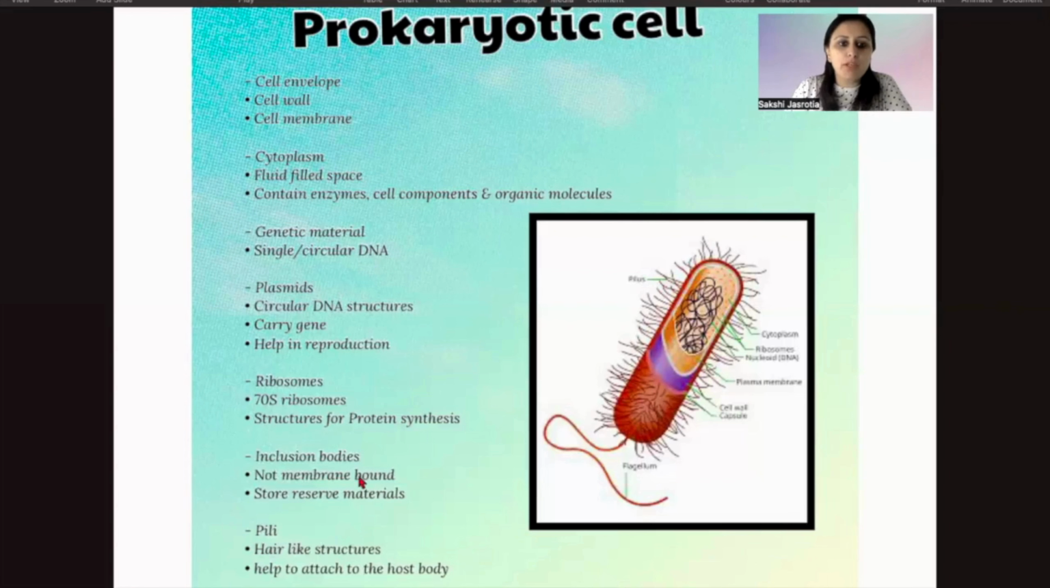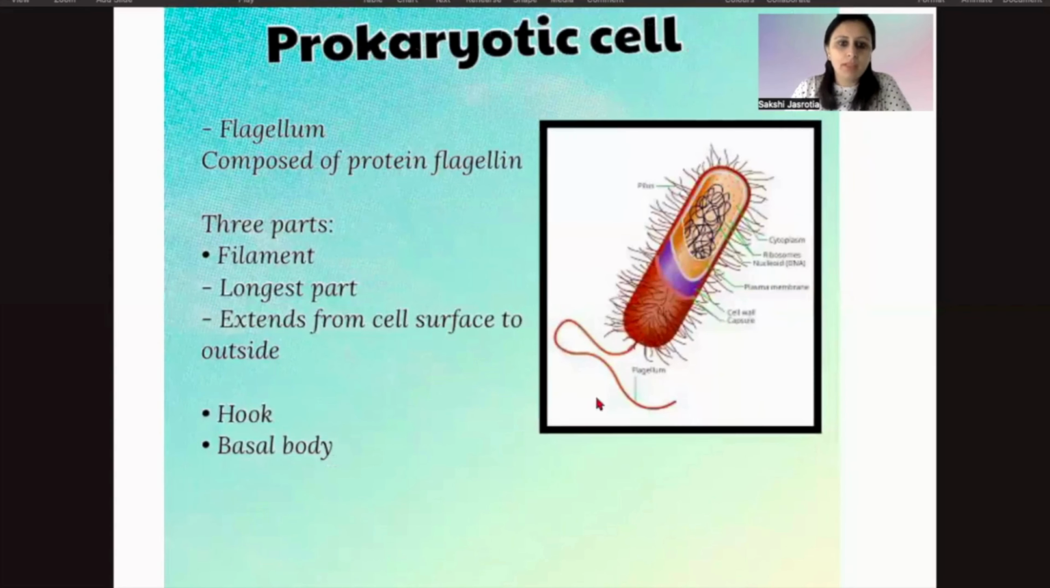Now, there are inclusion bodies also that play a specific role for the storage of the material. Now, pili are these structures that we can see here in the diagram, the hair-like structures. These are present that help the cell to get attached to the host body. Right? Now, flagella यहाँ पर भी present है. It is composed of protein flagellin. This is the flagella. It has got three major parts. One is the filament, this longer one. This portion over here is the hook, and the one which is attached to the body is the basal body.